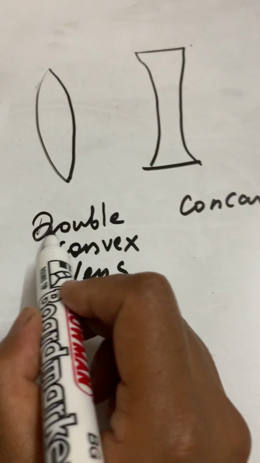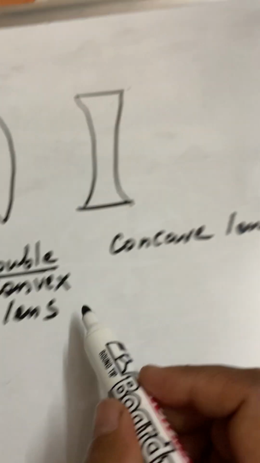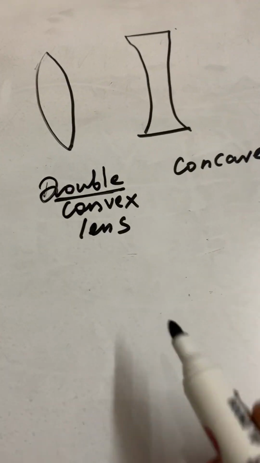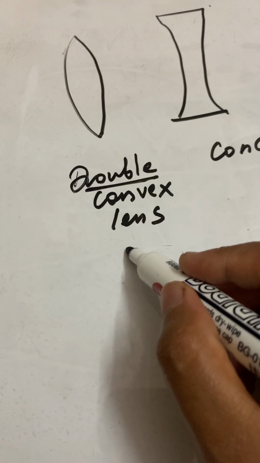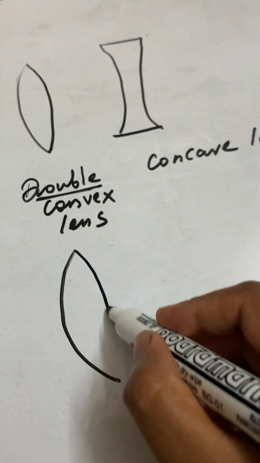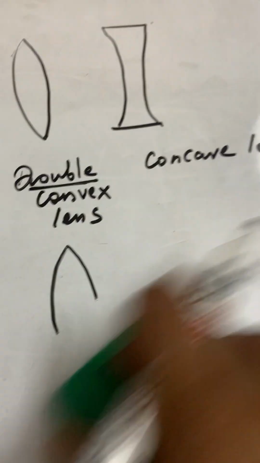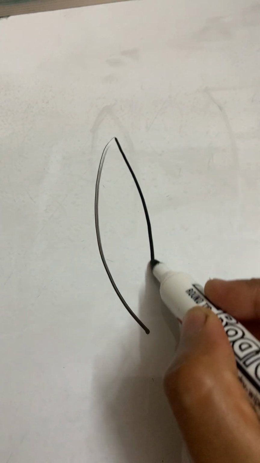Now normally we do not use this term double most of the times. Simply we call it convex lens and we call it concave lens. Now convex, here the refracting part of the lens is bulged out from both the sides. Let me make it again. Let's see about the convex lens first of all. Now one part is bulged out, another part is bulged out, so this is a convex lens.